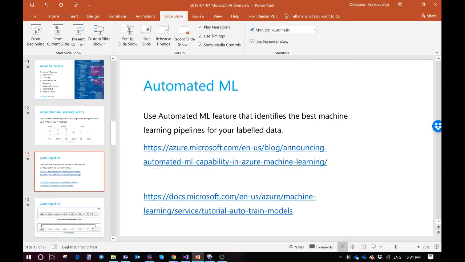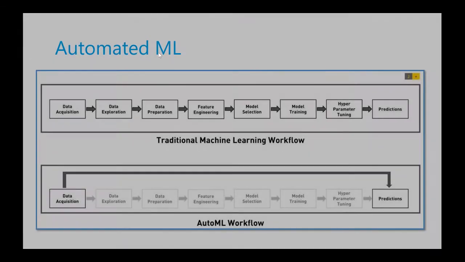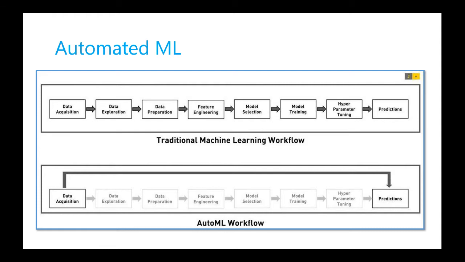One more feature that was announced some time ago is automated ML, which is a part of Azure Machine Learning Service. Automated ML allows you to identify the best machine learning pipelines for your data. So what's the problem with machine learning pipelines? If you're a data scientist, you need to perform a lot of actions and do a lot of steps to get some accurate result.